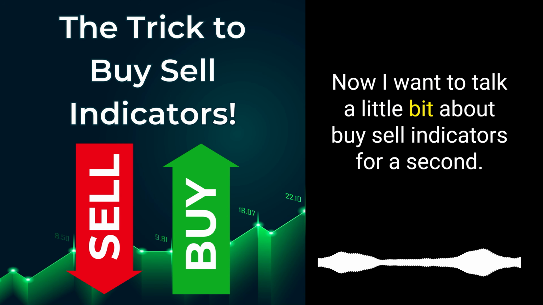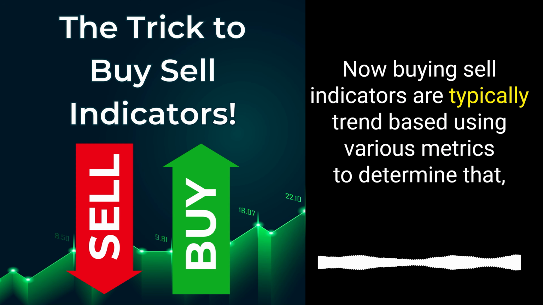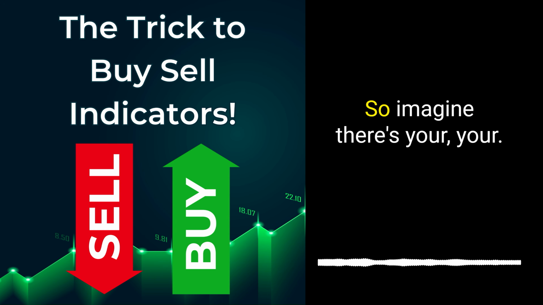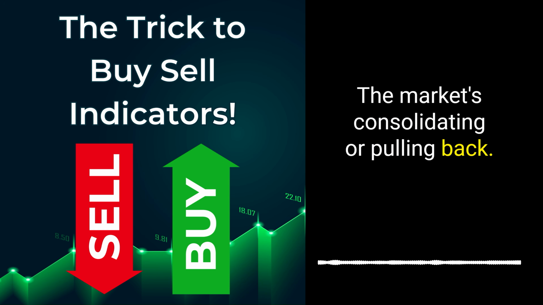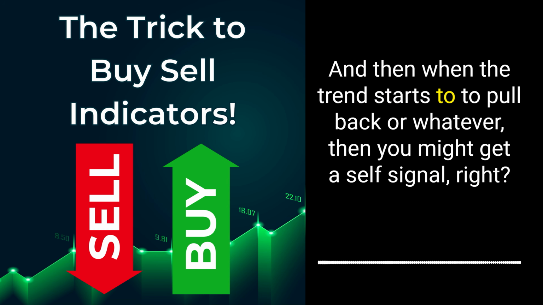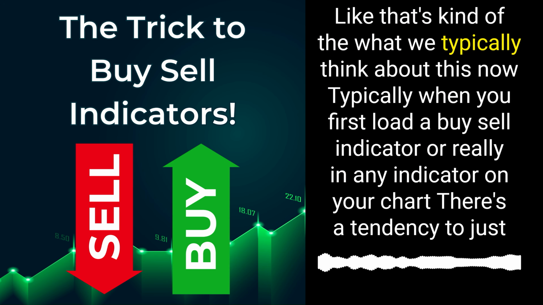Now, I want to talk a little bit about buy-sell indicators for a second. Buy and sell indicators are typically trend-based, using various metrics to determine that. But essentially, they're going to put a buy signal and a sell signal on the chart somewhere. So imagine the market's consolidating or pulling back, and then as it starts to go back up, you'll get a buy signal because, air quoting, the trend has changed. And then when the trend starts to pull back, you might get a sell signal, right? That's what we typically think about.